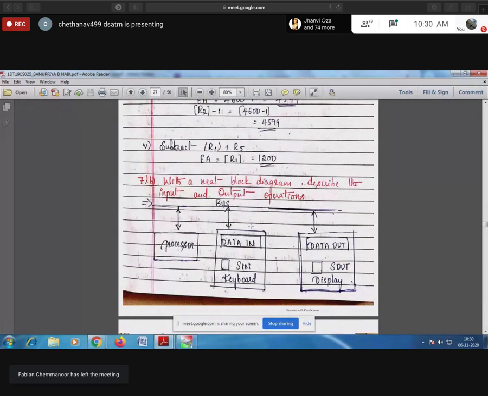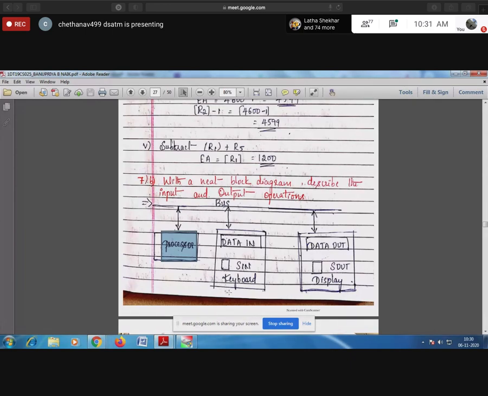You should take this input device, this output device, and this is the processor. All are connected to a bus. Now suppose the keyboard wants to send some data, what I should do is enter some alphabet, an A.